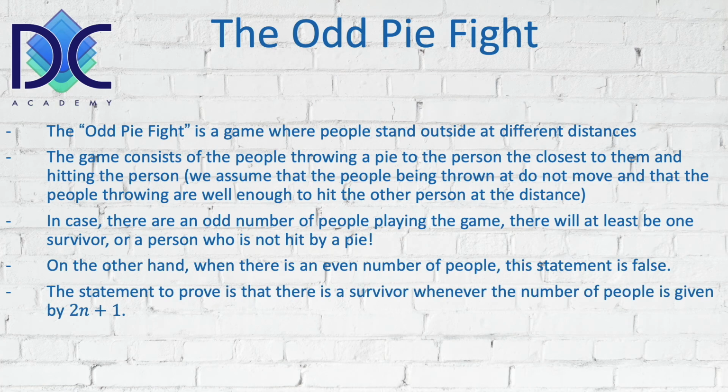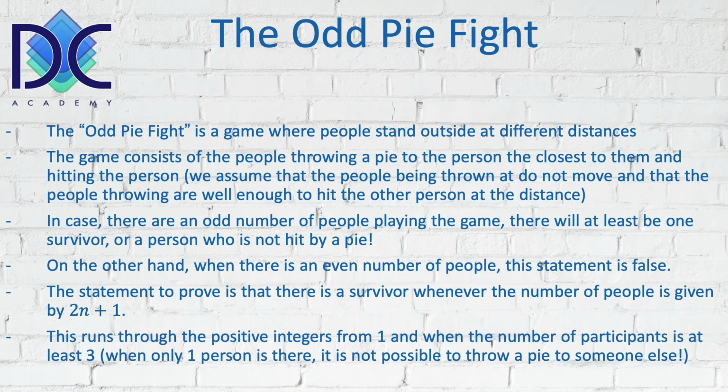Now, the statement to prove is that there is a survivor whenever the number of people is given by 2n plus 1. So 2n plus 1 is basically the description of odd numbers. 2n plus 1 is an odd number for any number n that I select. 2 times any integer is always an even integer. So we add 1 to have an odd integer.